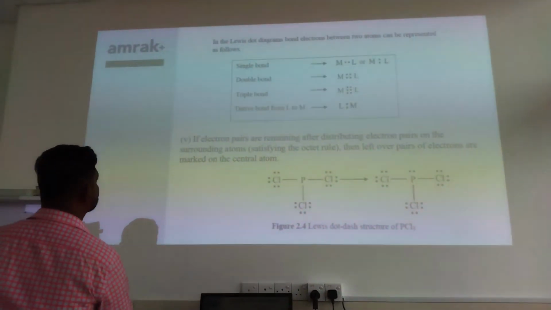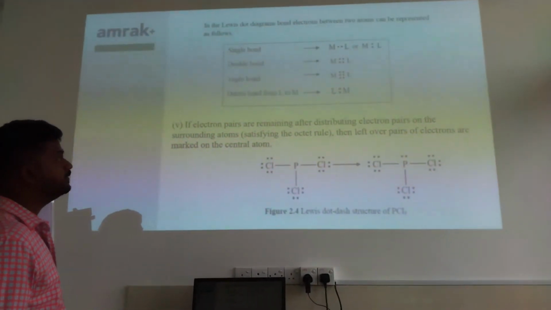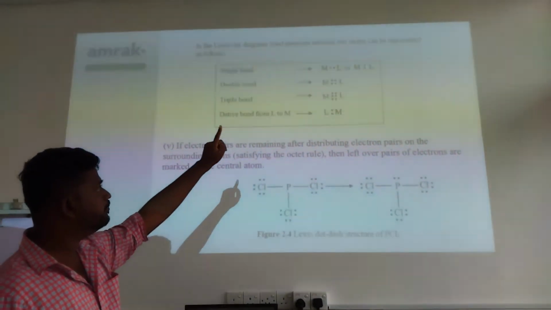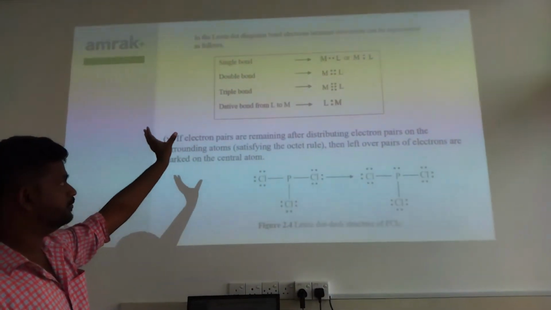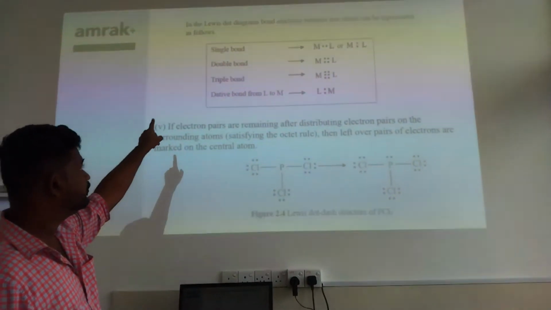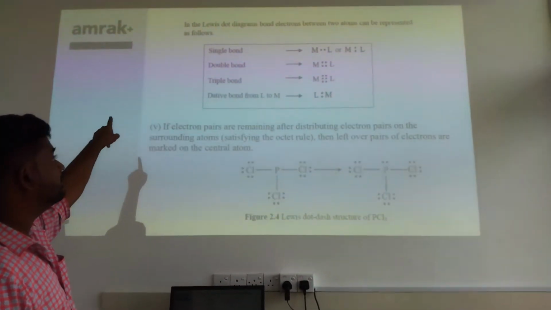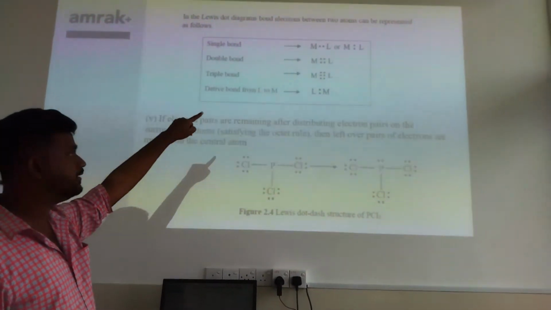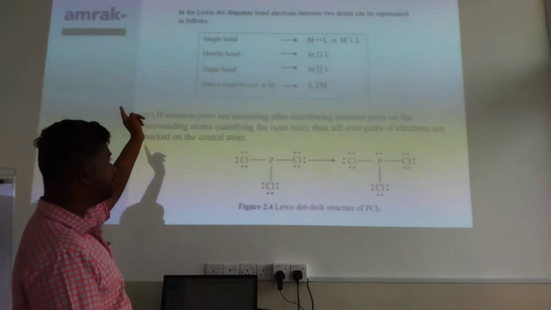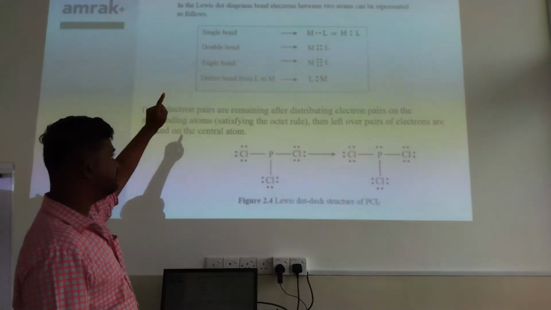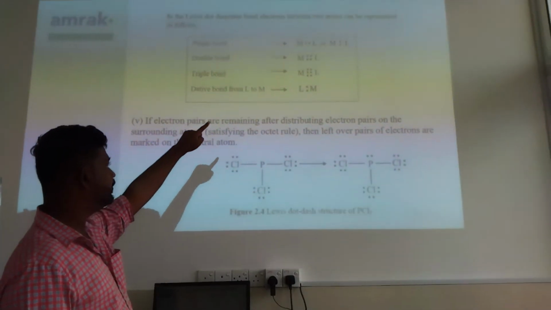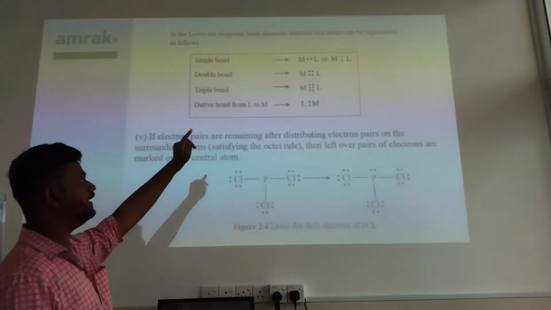So see the way they place the atoms. M dot L in the sense it is a single bond, and a double bond will be shown in that way, and triple bond, and dative bond, right? Dative bond is shown like this.